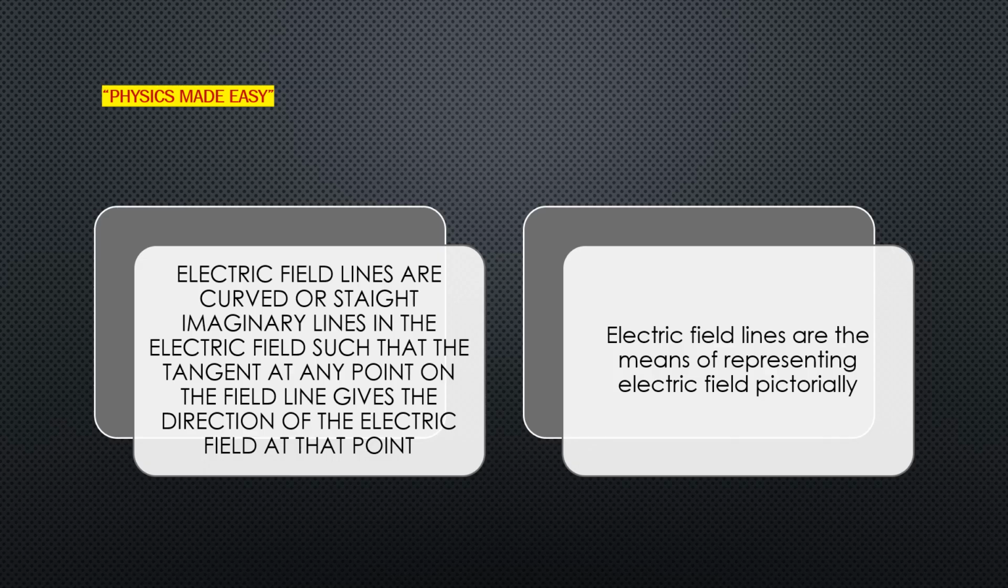So what are electric field lines, or what is the meaning of this topic that we are going to study in this lecture? Electric field lines are curved or straight lines, but these are imaginary lines. They do not exist in reality. Actually, these are lines which give the pictorial representation of electric field. So we can say that electric field lines are curved or straight imaginary lines in the electric field such that the tangent at any point on the field line gives the direction of electric field at that point.